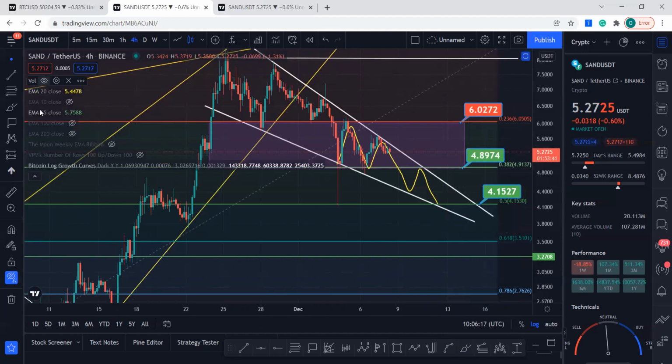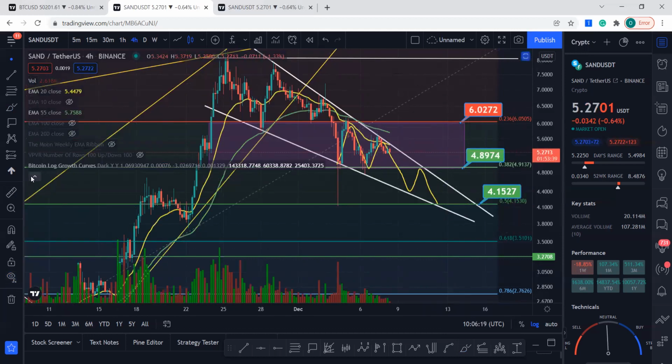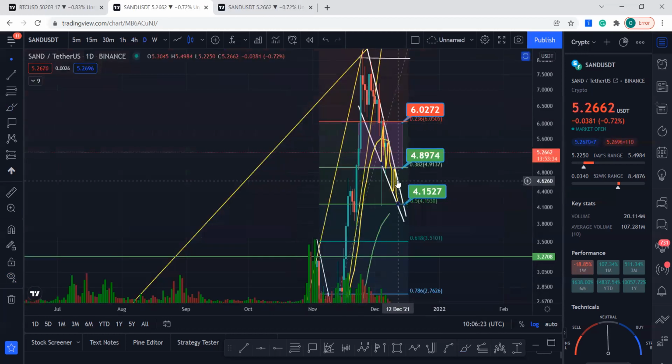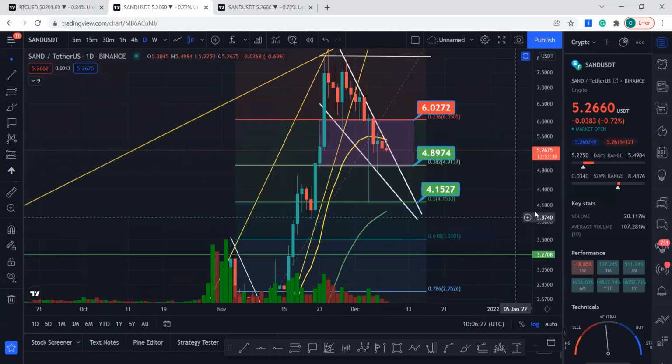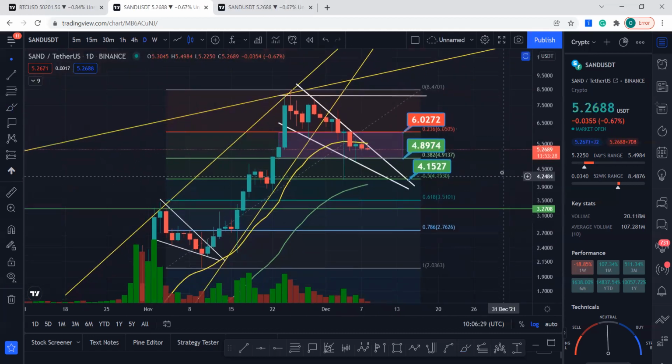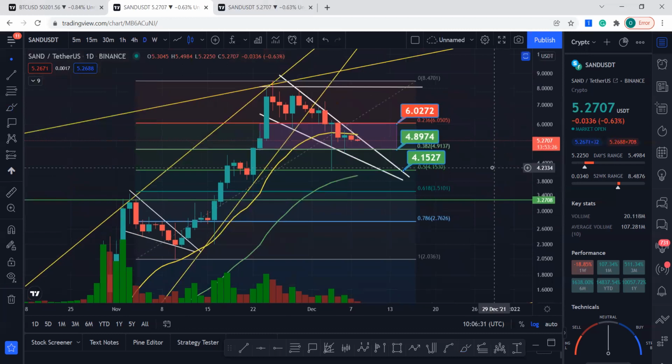Let's see where the moving averages are as well. So this is the 4-hour chart. Let's go to the daily time frame. So in the daily time frame, you can see where the 0.618 level is. It's right over here, and 0.5 is over here.